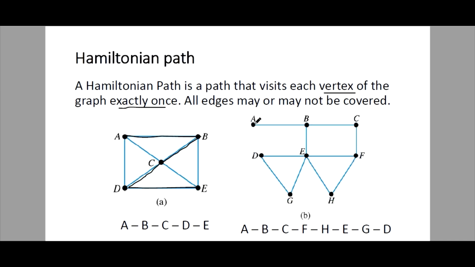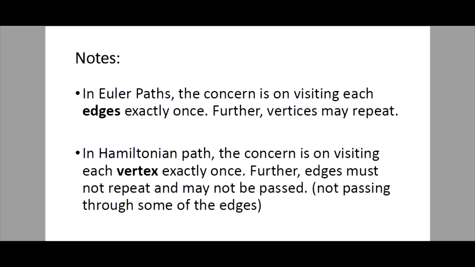Or if you want, you have another one, A to B to C to F to H to E to D and to G. Okay, so just take note that we must visit each vertex once and the edges may not be visited or covered at all. Note that in Euler paths, the concern is on visiting each edge exactly once. Further, vertices may repeat. However, in Hamiltonian path, the concern is on visiting each vertex exactly once. Further, edges must not repeat and may not be passed.